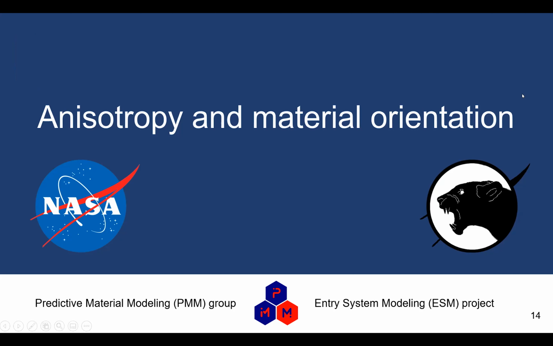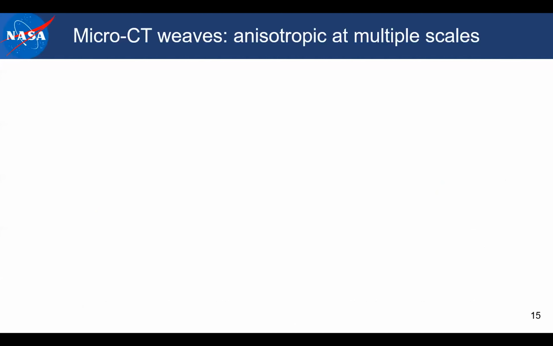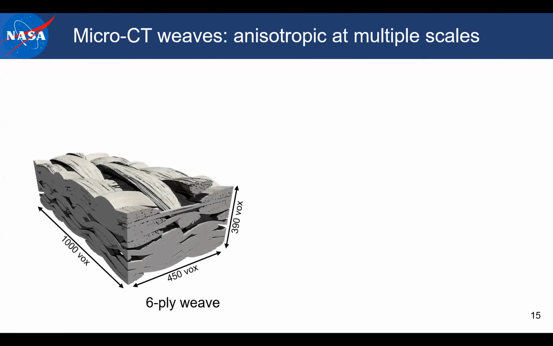So the next part is going to be about basically considering anisotropy as well as the material orientation, and why this is very important for materials such as woven domains, which are of particular interest to NASA. In this first slide, I just want to show some of the woven domains that are most recently used by NASA as heat shield materials.